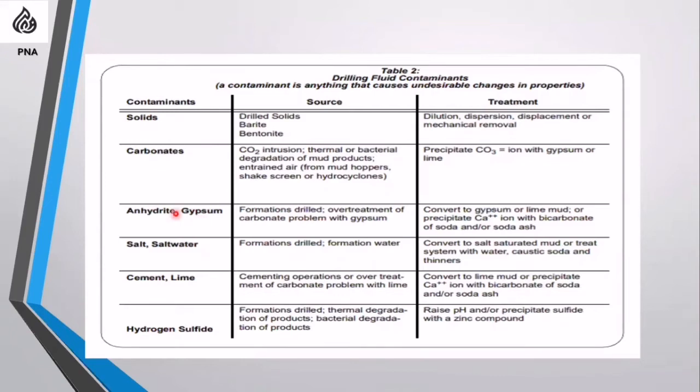Anhydride comes from formation drills. We have an anhydride formation, or sometimes if we over-treat our carbonate, problems with the gypsum may bring gypsum contamination for you. So we treat the carbonate by gypsum, so we will treat gypsum by carbonate.